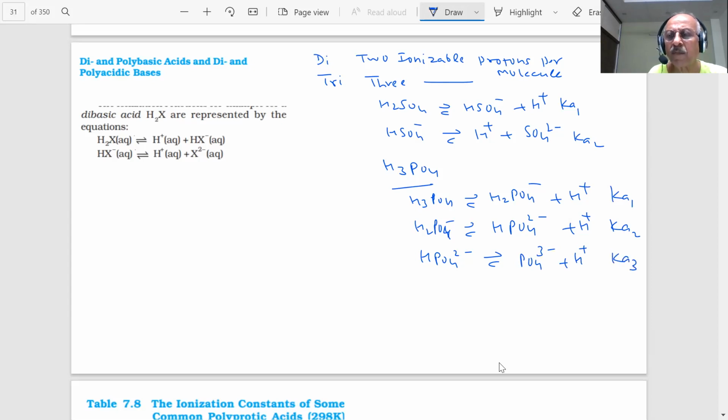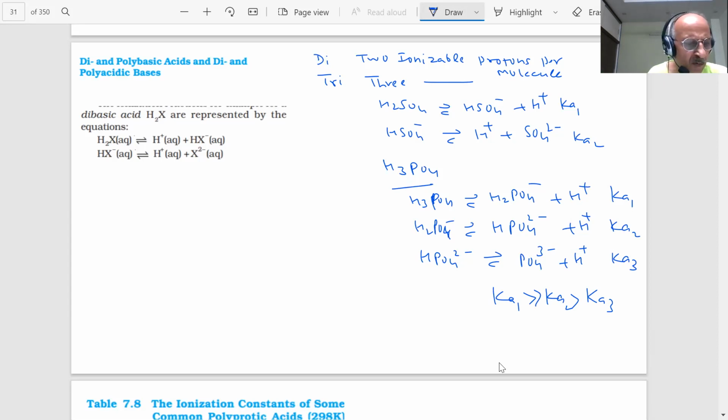What will be the relationship between Ka1, Ka2 and Ka3? You will find Ka1 is much more than Ka2 and much more than Ka3. So the first ionization will be much larger. Once the negative charge develops, it is more difficult to remove the proton.